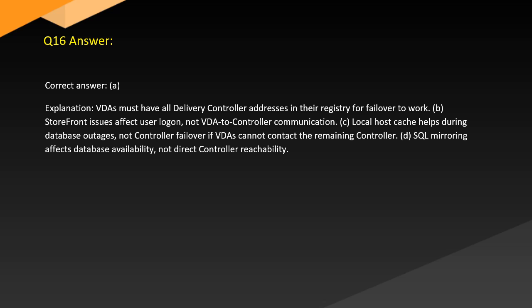Answer. Correct answer, A. Explanation. VDAs must have all delivery controller addresses in their registry for failover to work. B. StoreFront issues affect user logon, not VDA to controller communication. C. Local Host Cache helps during database outages, not controller failover if VDAs cannot contact the remaining controller. D. SQL mirroring affects database availability, not direct controller reachability.